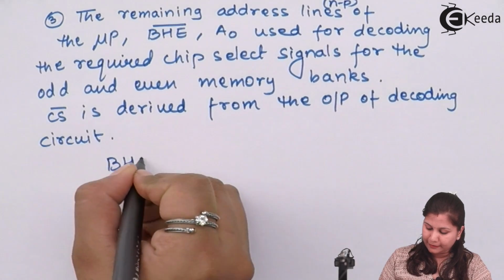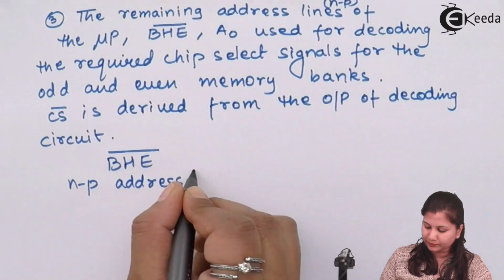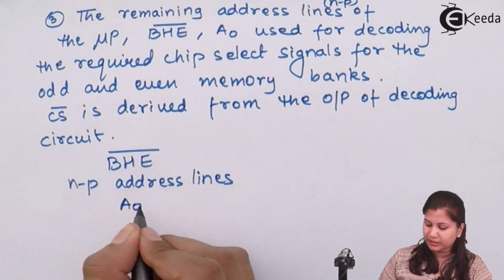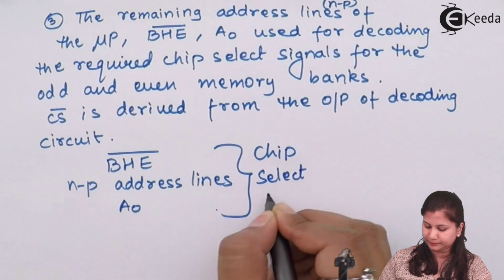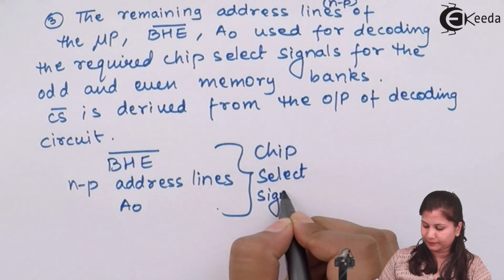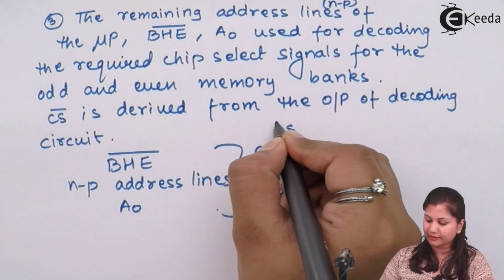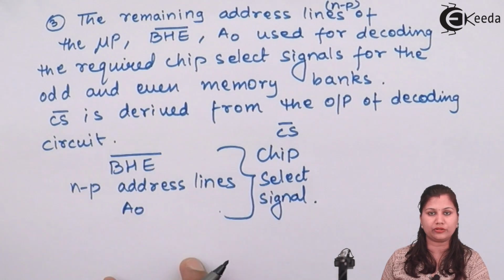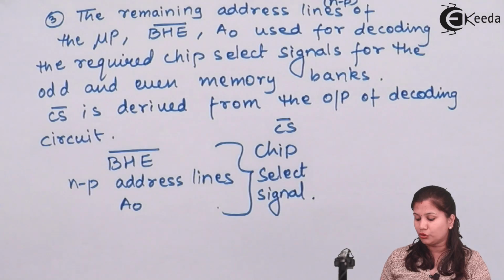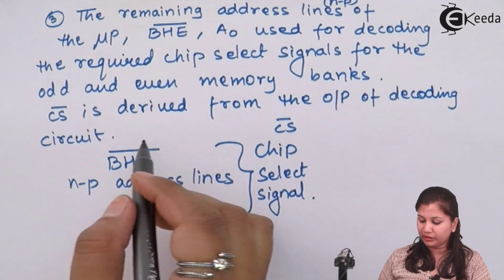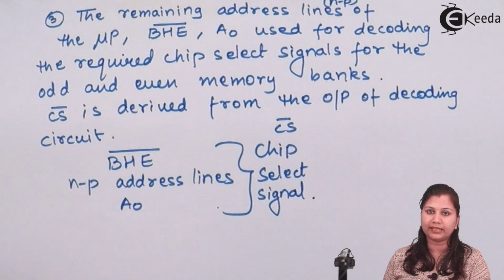So here we can say the bus high enable, the N minus P address lines and the A0 signal, these three signals will form the chip select signal. Means the memory chip will be selected, the CS bar signal will be generated by the combination of these three. We can use logic circuits, logic gates, decoders and encoders to generate the chip select signal.